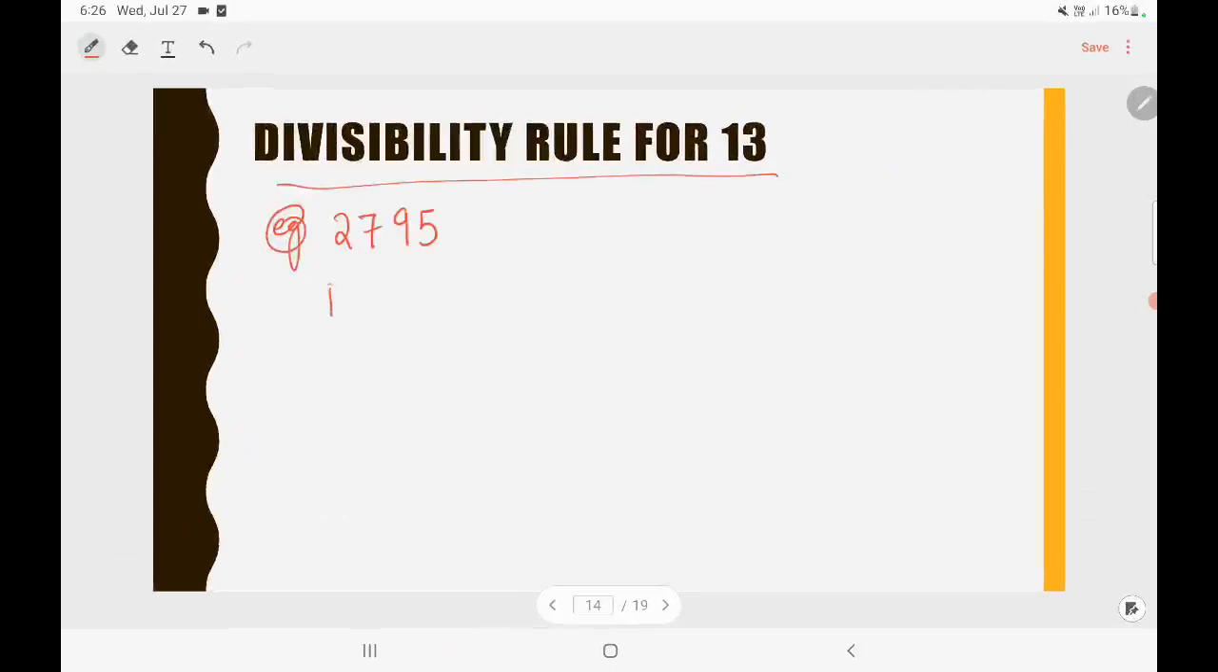So first you need to multiply 9 with the last digit. That means 5 is the last digit, right? So first you need to multiply 9 with 5. So 5 into 9 is 45. Now we need to subtract this 45 from the rest of the number. Rest of the number is 279. So 279 minus 45 is equal to 234. Now you need to check whether 234 is divisible by 13.